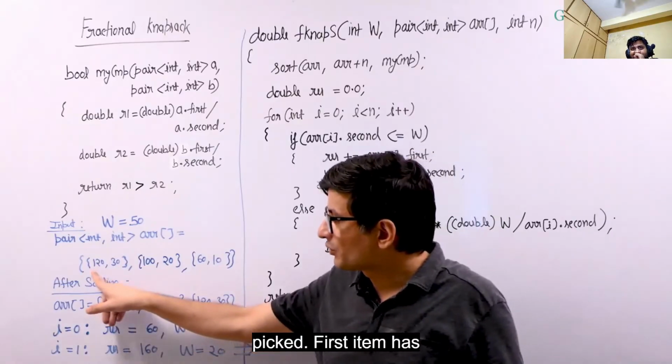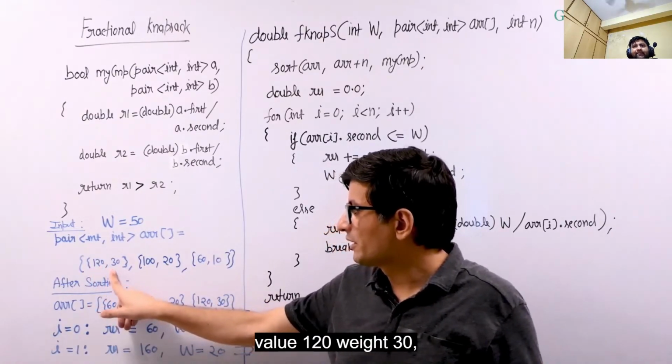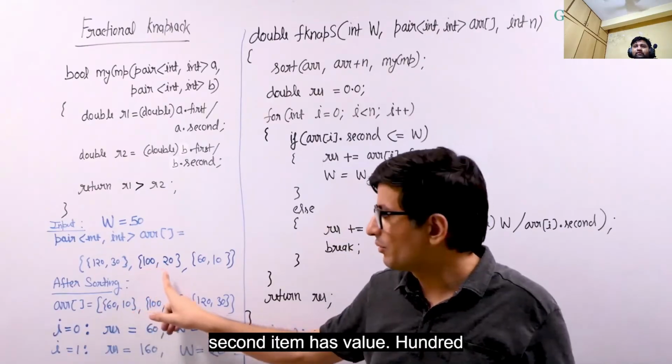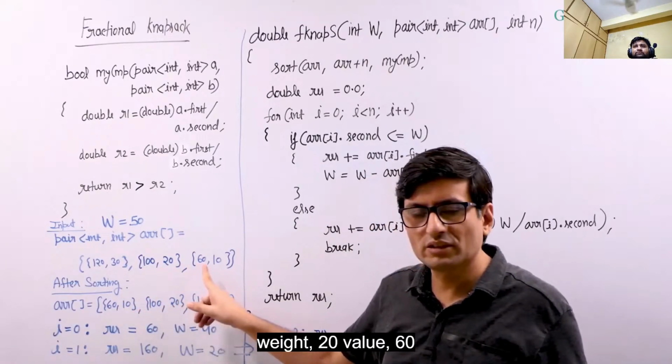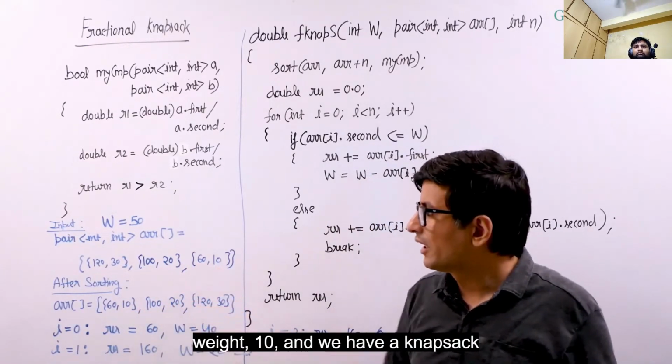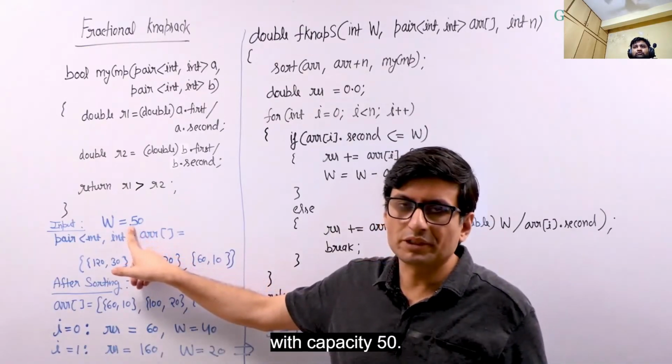First item has value 120, weight 30. Second item has value 100, weight 20, value 60, weight 10. And we have a knapsack with capacity 50.